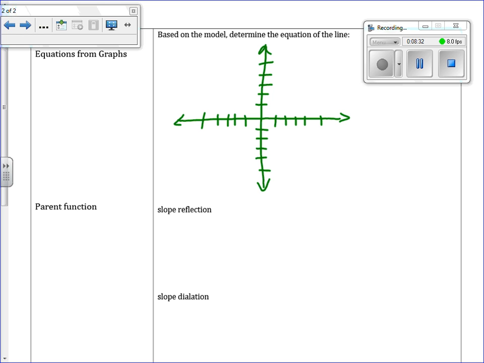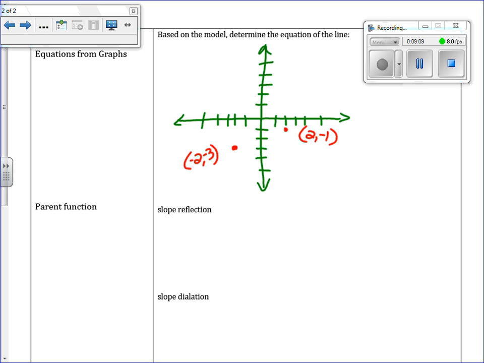And I have a point of negative 2, negative 3. So I'm going to go back 2, down 1, 2, 3. And I have another point of over 2, negative 1. And based upon this, I want to go ahead and write an equation that models the linear function shown in the graph.